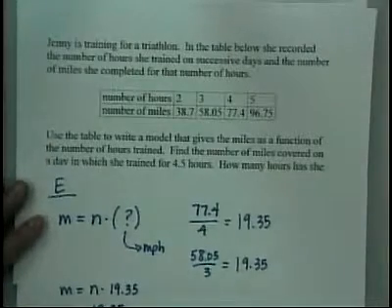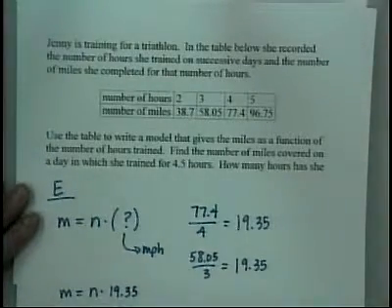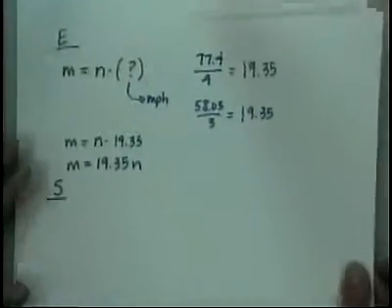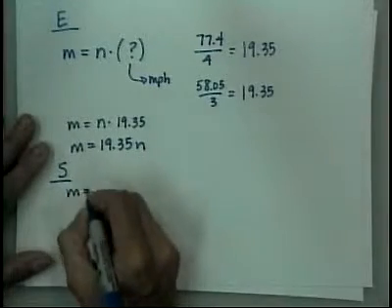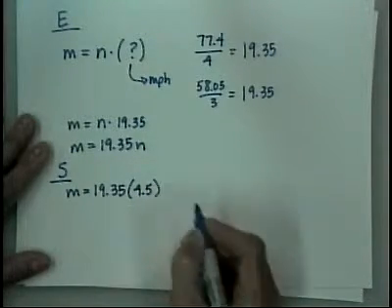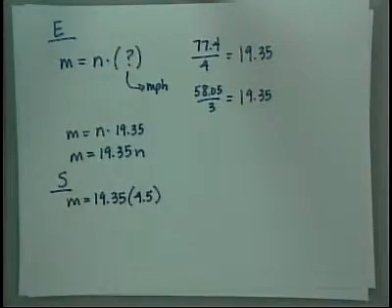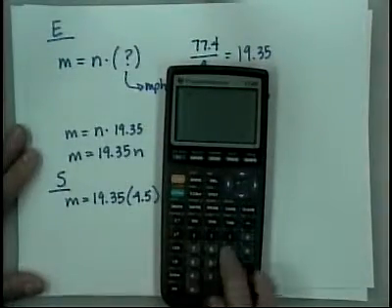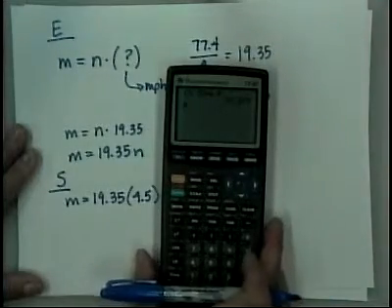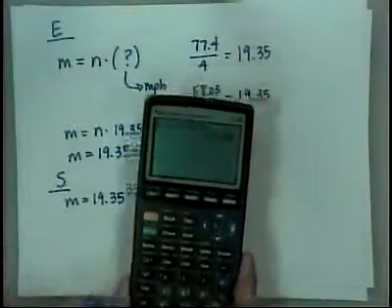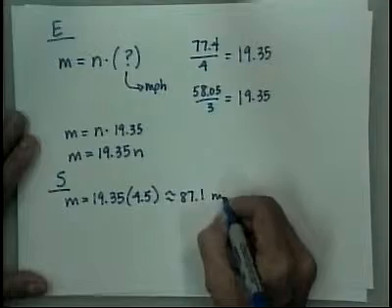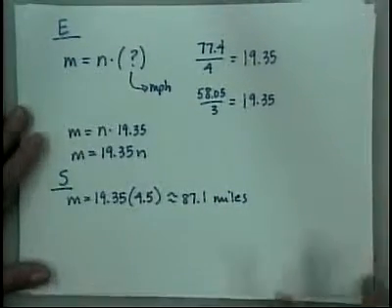The first thing we want to do is find the number of miles covered on a day in which she trained for 4.5 hours. So let's see, how many miles if she takes 19.35 miles per hour times 4.5 hours? Well, let's grab a calculator and take 19.35 times 4.5. We end up with 87.075. Let's round that to 87.1. We'll say approximately 87.1 miles were covered when she trained 4.5 hours.